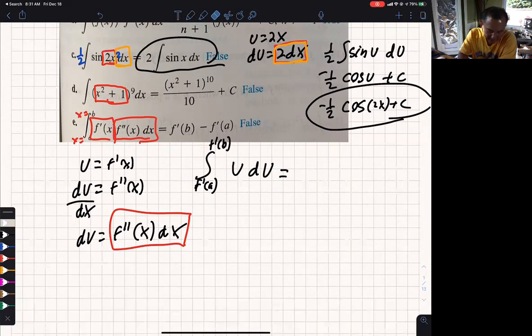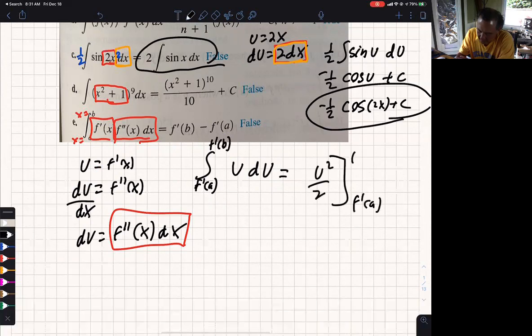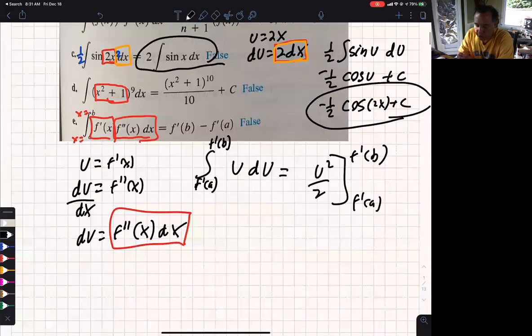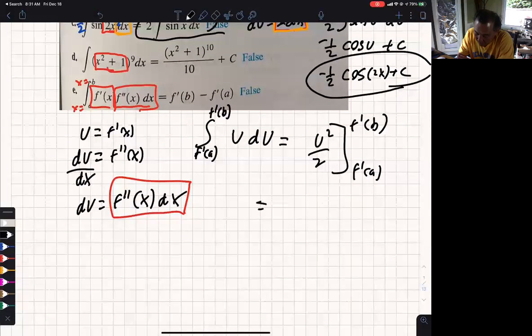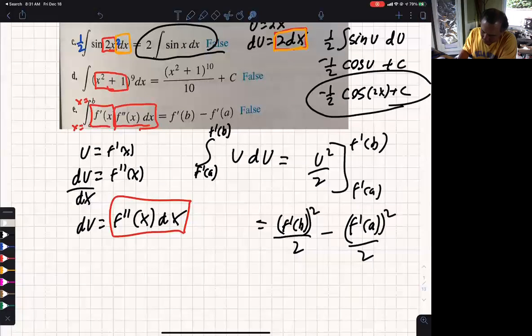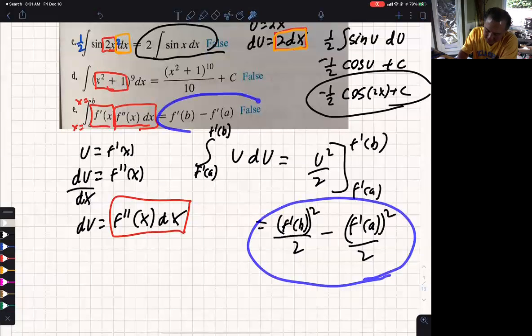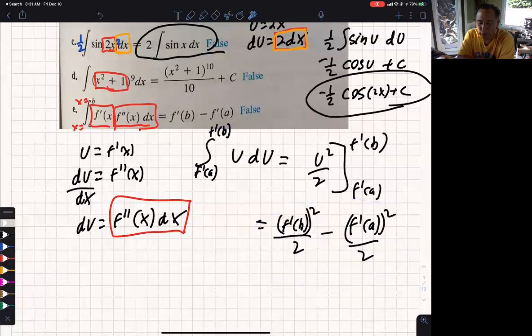Okay, now let's find the antiderivative. That's going to be u squared over 2 from f prime of a to f prime of b. Using the fundamental theorem, you would plug in f prime of b first, then you would plug in f prime of a and subtract them. Wow. This looks nothing like that, not even close. So that's a no bueno problema. Okay, so that is letter E.